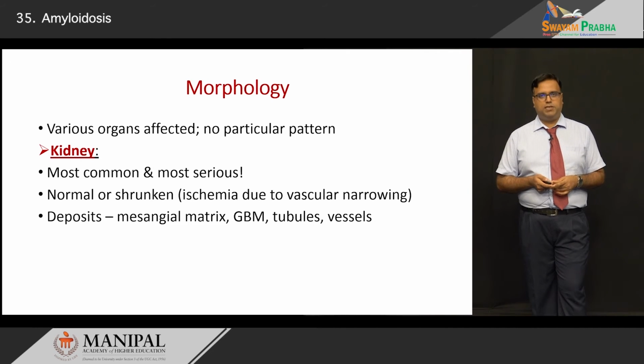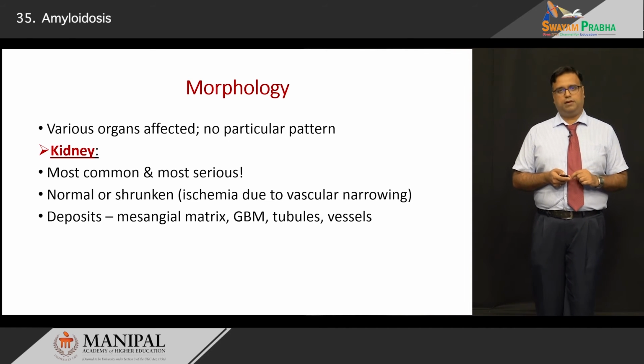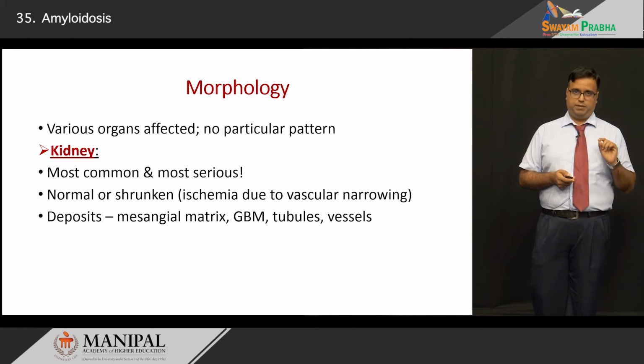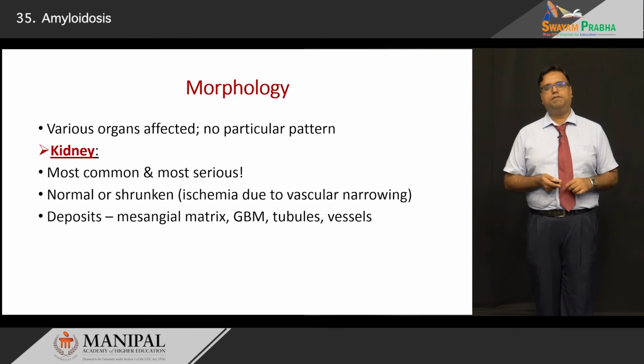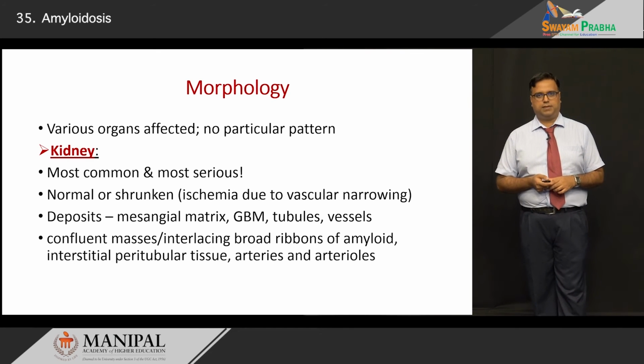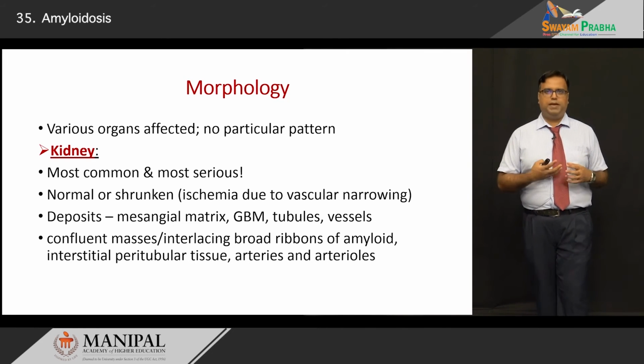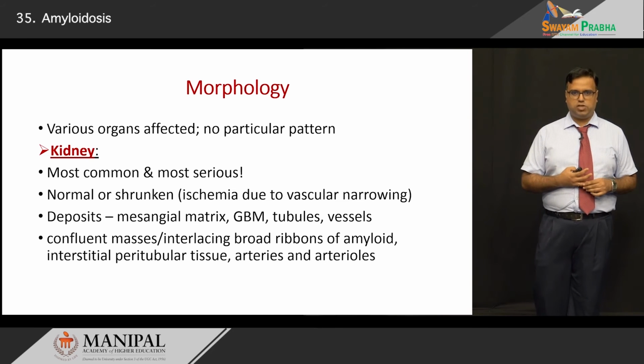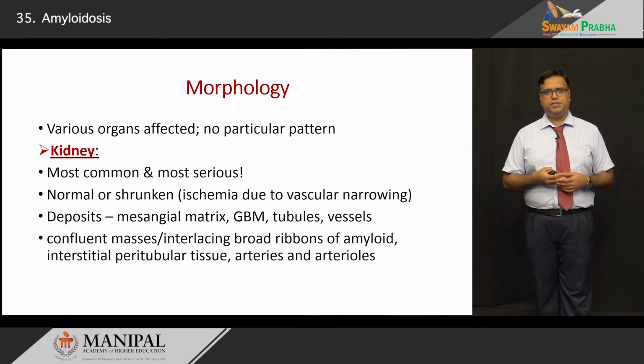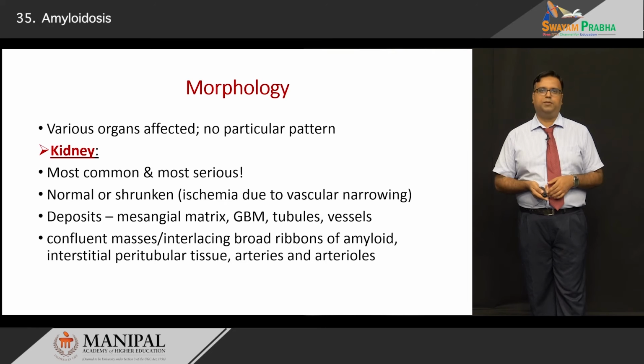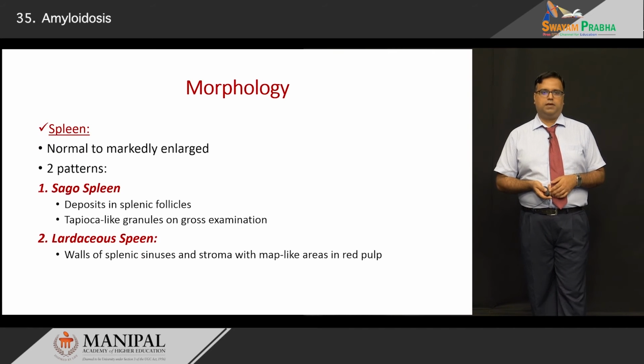Deposits can be in the mesangium, where there is very marked thickening of the mesangium. They can deposit within the glomerular basement membrane, even in the peritubular areas, chiefly in the perivascular spaces. And how will you look at it? When you look at it under light microscopy, they appear as confluent broad pink ribbons, as you see it under H&E sections in the interstitial space, perivascular and peritubular tissues.